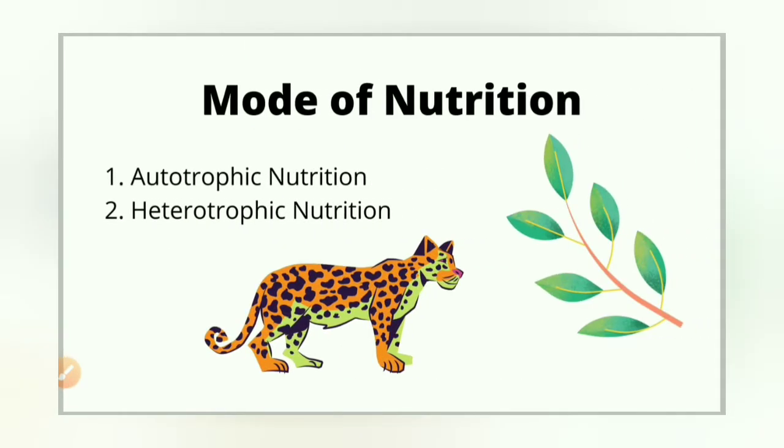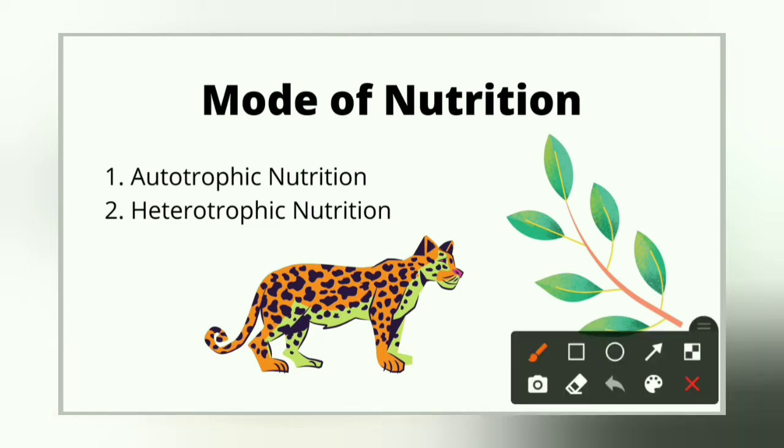Now there are two modes of nutrition. One is autotrophic and another is heterotrophic. Please concentrate on those two terms, autotrophic and heterotrophic. Here is the term auto and here is the term hetero. Auto means automatic, that is happening inside the body. Hetero means outside the body, or another source of food.